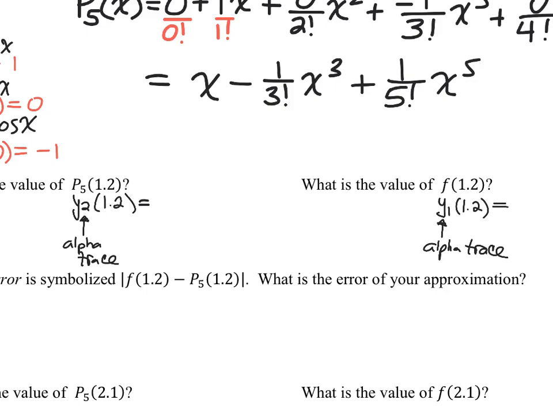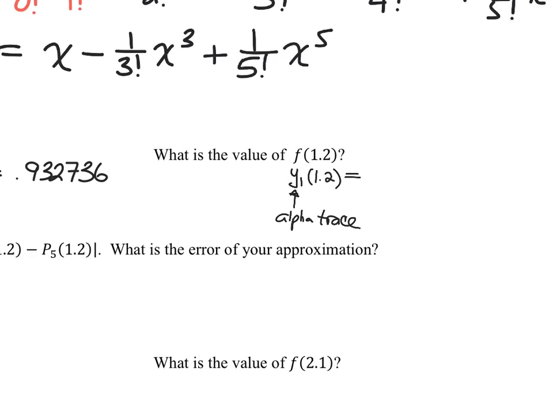You get about 0.93, but I'll write the whole decimal, 932,736. If I do it in the original function, alpha trace y1, type in your 1.2, I'm going to get roughly the same thing. It would round to the same thing, but 932,03908.